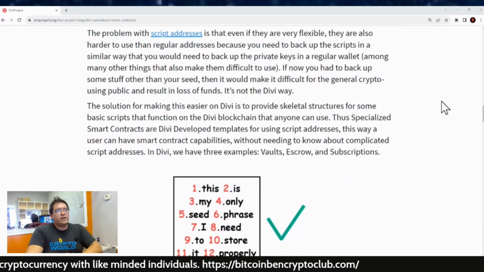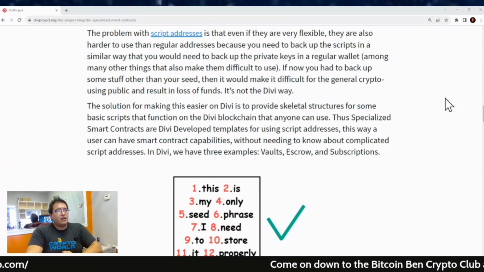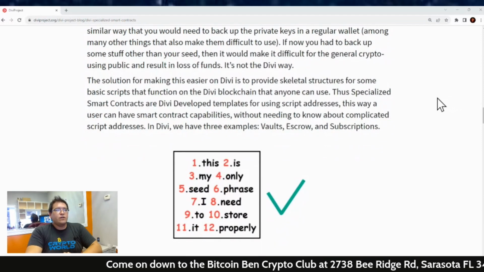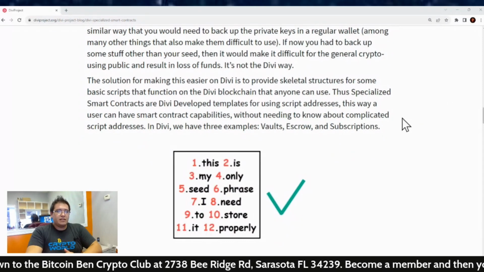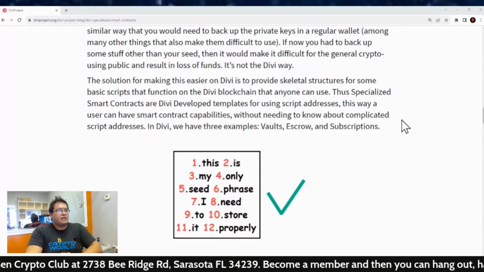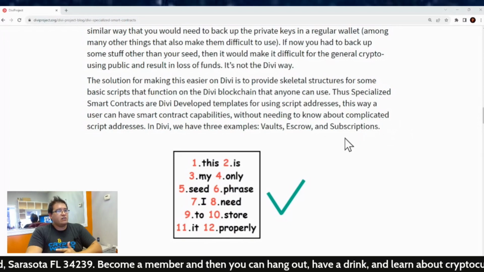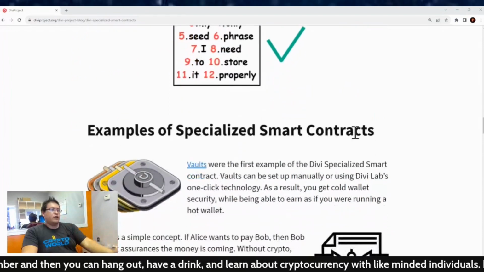Now, the solution for making this easier on Divi is to provide a skeletal structure for some basic scripts that function on the Divi blockchain that anyone can use. Thus, specialized smart contracts are Divi developed templates for using script addresses. This way, users can have smart contract capabilities without needing to know about complicated script addresses. In Divi, we have three examples: vaults, escrow, and subscriptions. Now, examples of specialized smart contracts.